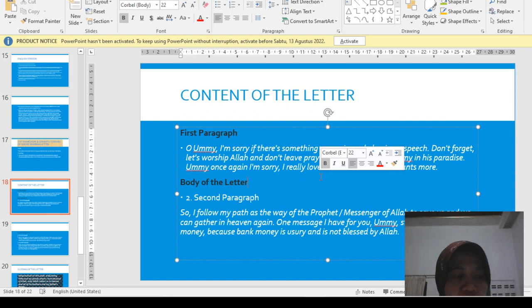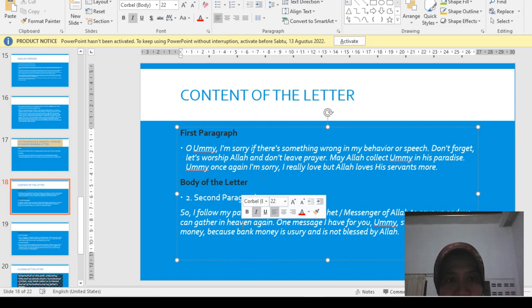From the language used, the perpetrator uses direct language that is easily understood by the reader. Negative adjectives are not used often in this paragraph, except the word sorry. And the second paragraph here.